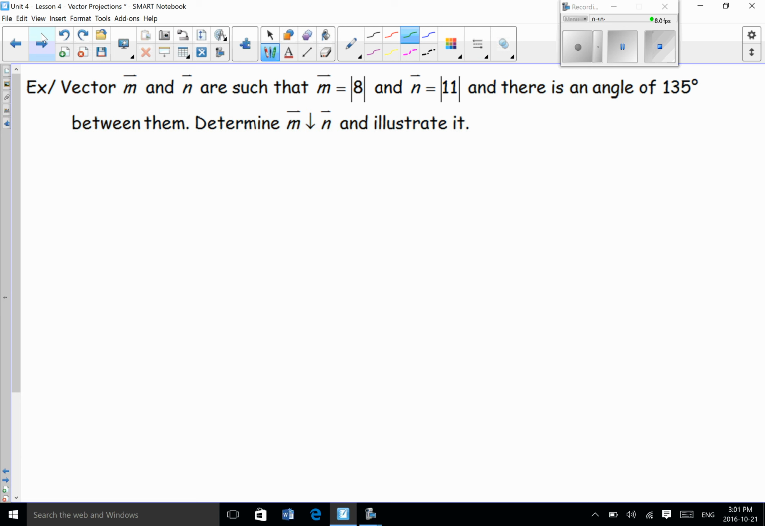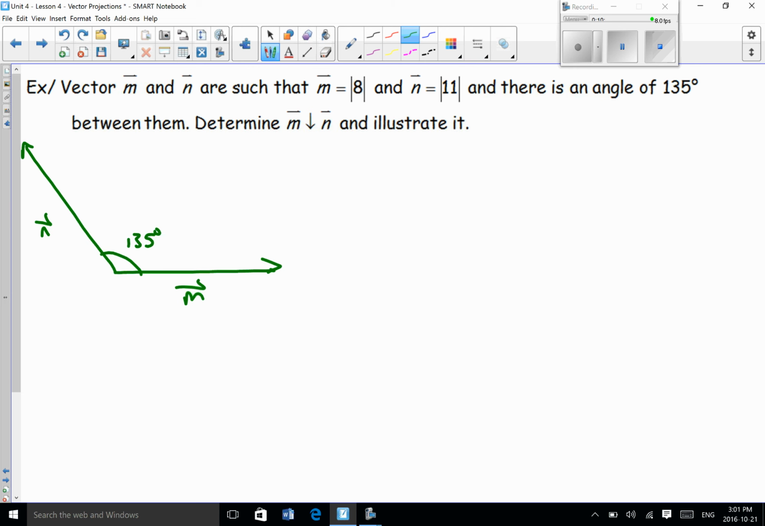So the first thing we need to do is draw this picture. We've got m, and we've got n, and n's a little bit longer. And we know they make an angle of 135. We know it's always tail to tail when we say the angle between them.